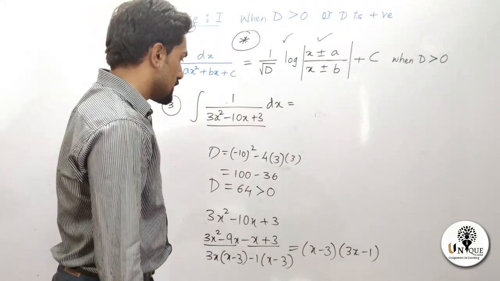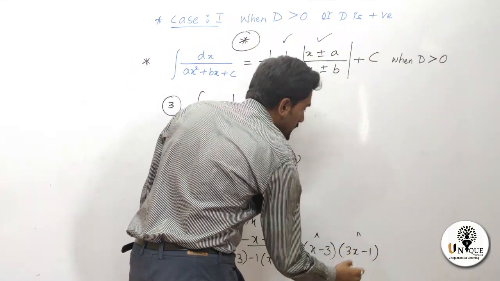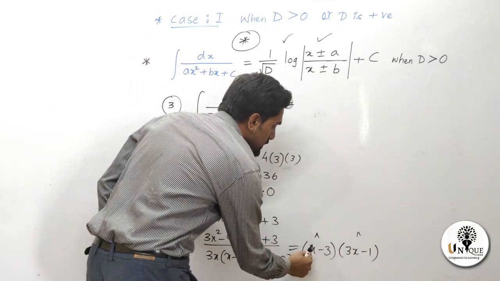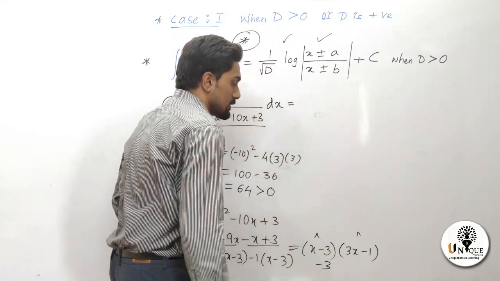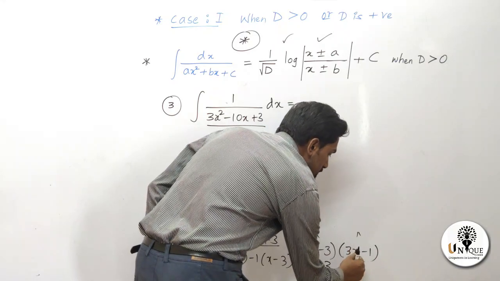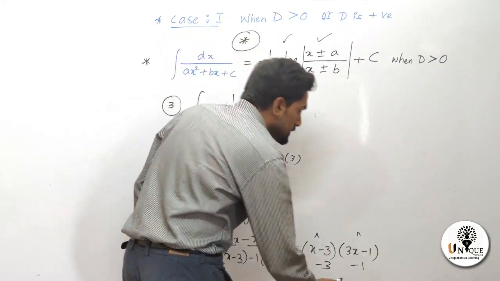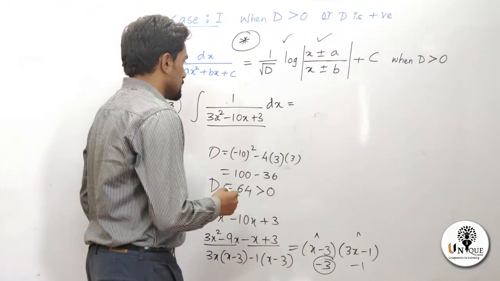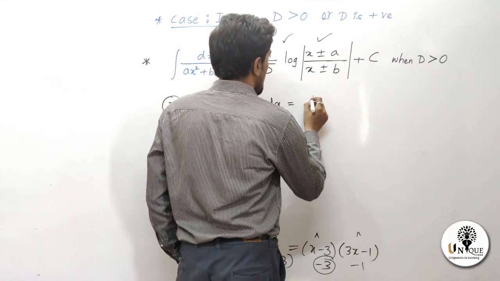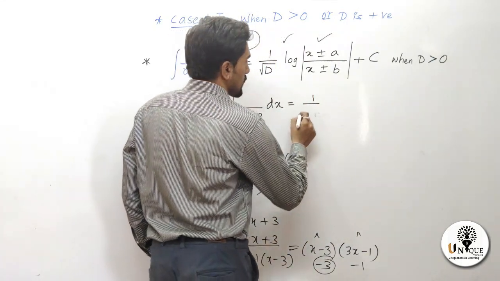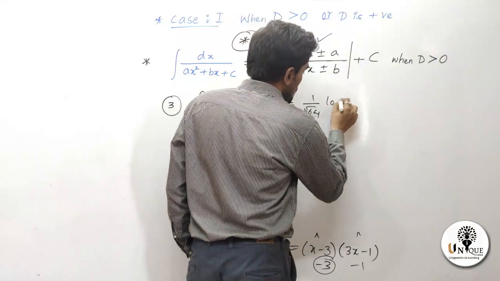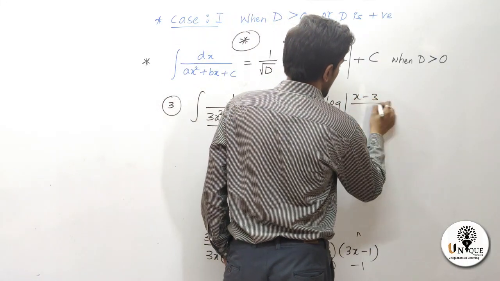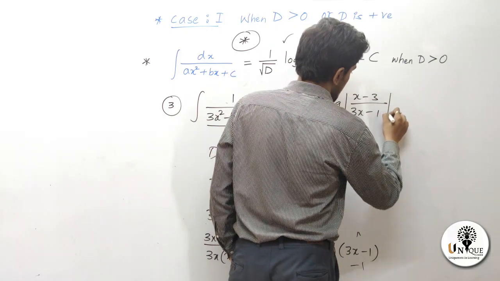I have to check which is going to be in the numerator and which is going to be in the denominator. So if I put x equal to 0 in this factor, this will become minus 3. If I put x equals to 0 in this factor, this will become minus 1. So which is the least value? Minus 3 will be the least value. So the answer is 1 divided by square root of D, meaning square root of 64, square root of 64 into log of numerator x minus 3 divided by 3x minus 1, plus c.